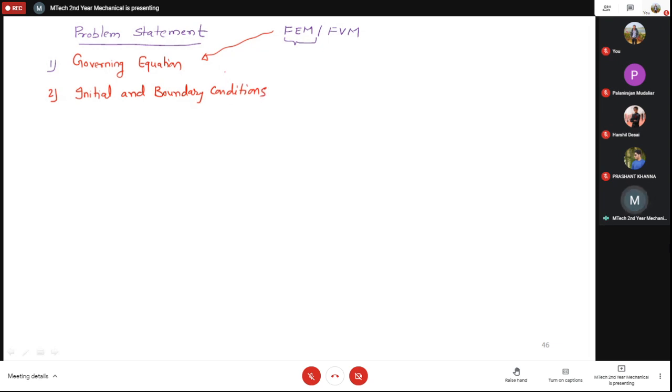So along with this information, we'll need some more information so that we can solve. For the solution purpose, first we need to have from the problem what is the governing equation. Whenever we are going to model any process, first we have to define the governing equation.